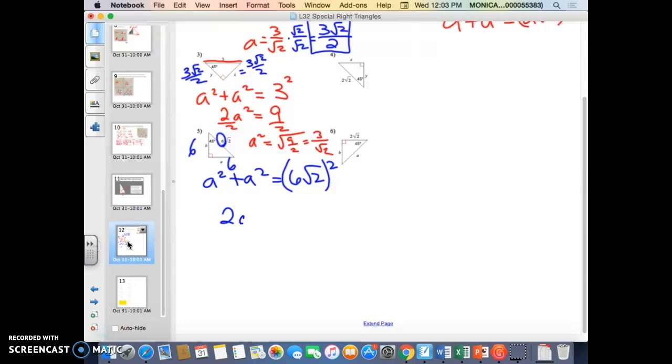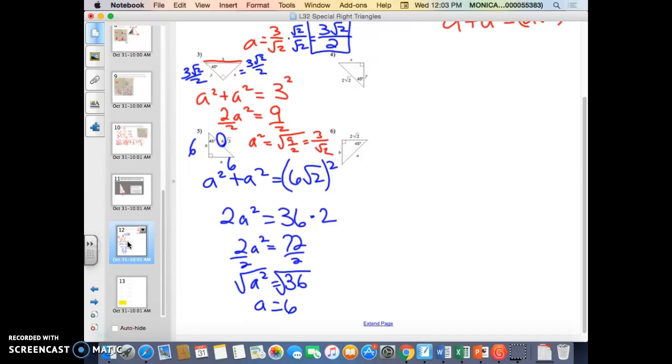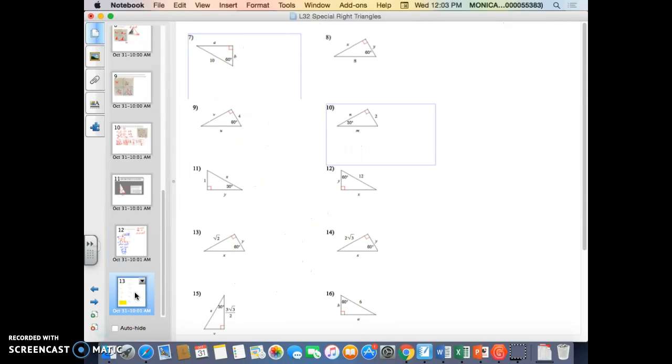This would be 2a squared equals 6 squared, which is 36, times the square root of 2 squared, which is just 2. And so this is actually 2a squared equals 72. And then when you divide by 2, you end up with a squared equaling 36. And then the last step is to take the square root. So a equals 6. So you do end up there, but if you didn't know how to do that, you could just see that this number 6 is going to be what they both equal. All right, do the odds.